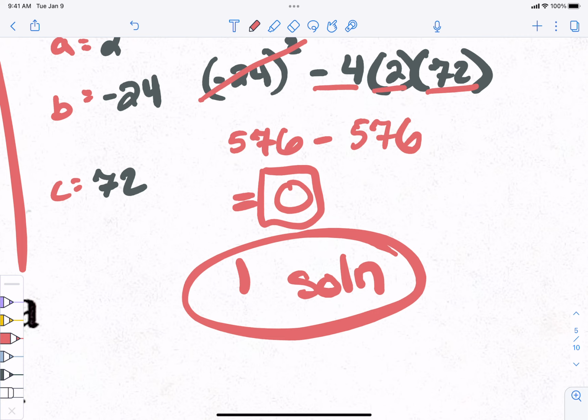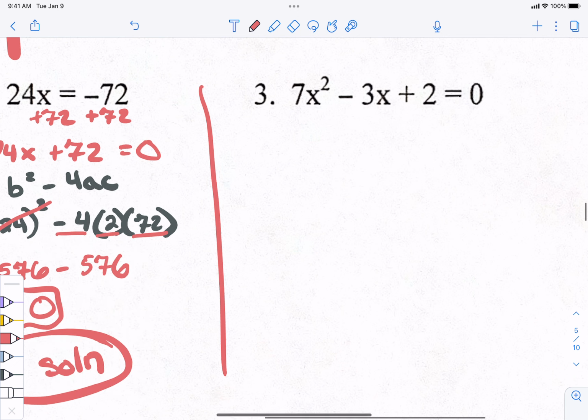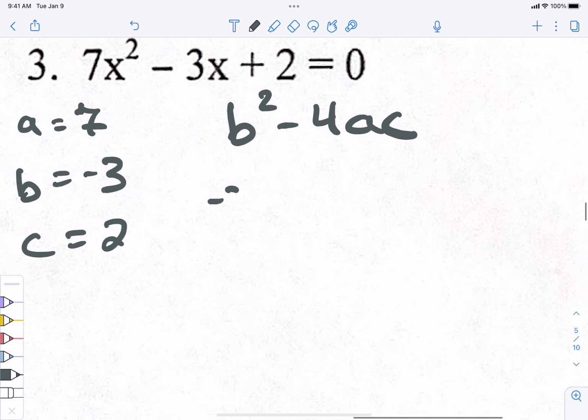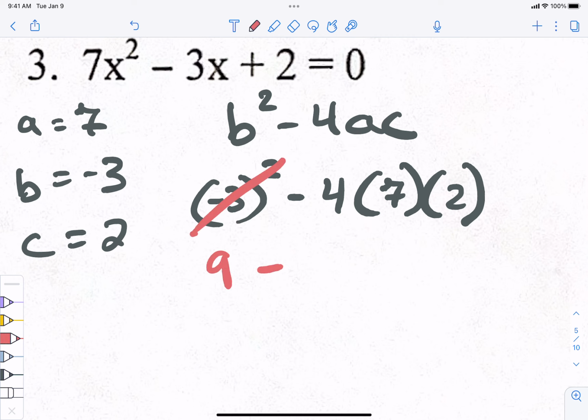One solution. Okay? Number 3, is he ready to go? Yep. A is 7, B is negative 3, C is 2. So b squared minus 4ac. Here we go. B squared is negative 3 squared, minus 4 times a times c. Okay, so it'd be 9 minus, because it's going to be negative, 4 times 7 times 2.